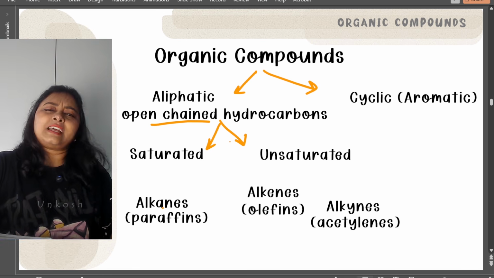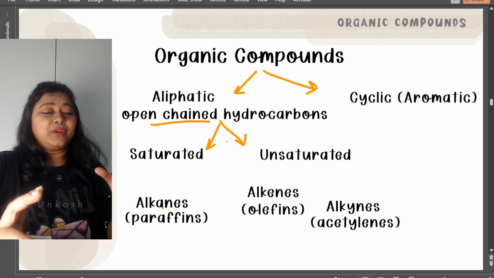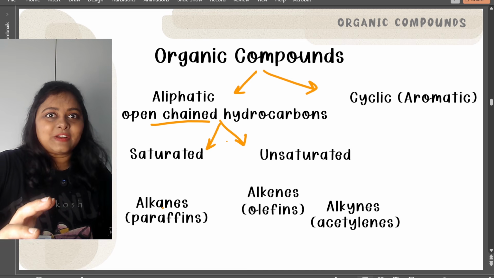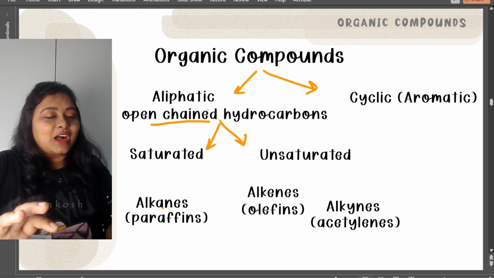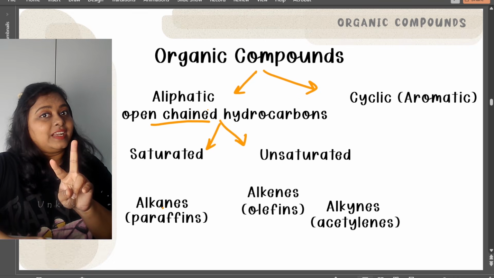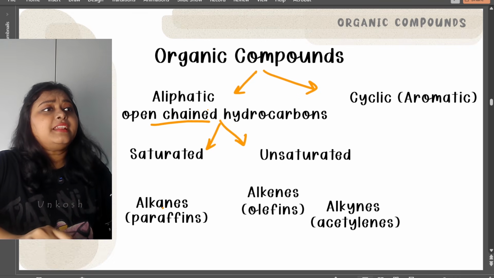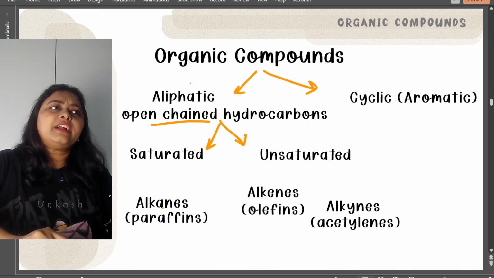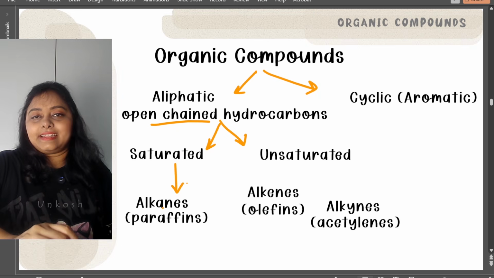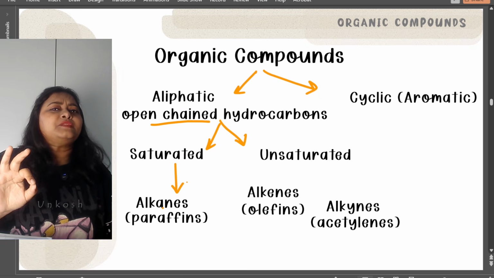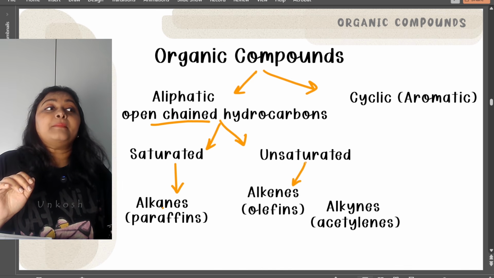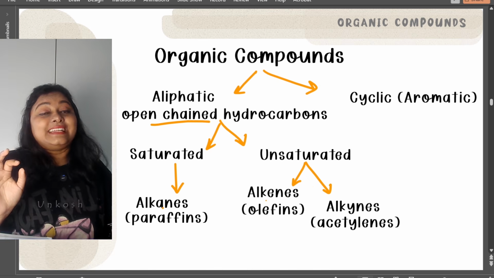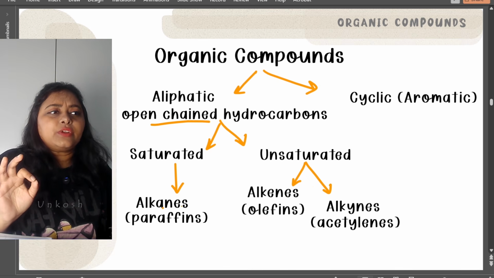Now, what are these terms, saturated, unsaturated? We are going to understand in detail a little later. For now, just remember that aliphatic hydrocarbons are of two types, saturated and unsaturated. Saturated hydrocarbons, or you can say saturated aliphatic organic compounds, are alkanes. There is only one type of saturated organic compound, which is alkanes, but unsaturated organic compounds are two, which are alkenes and alkynes.